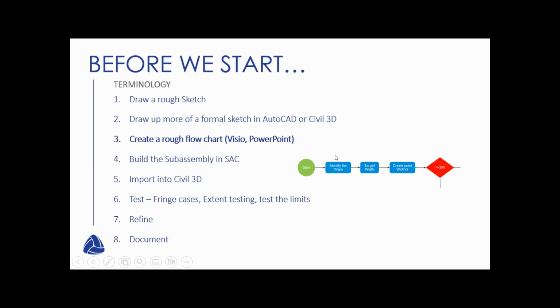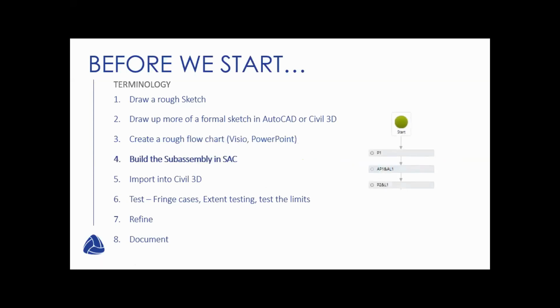So I'm going to start. I'm going to then identify the origin or the insertion point of my subassembly. I'm then going to set up my targets and my basic parameters. And then I can actually create a point. Then just rinse and repeat this specific step.